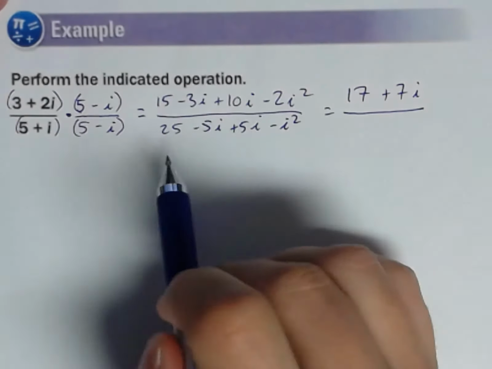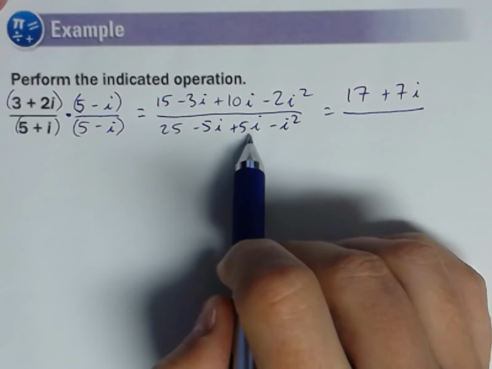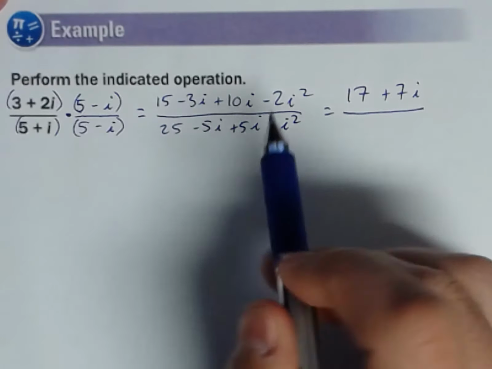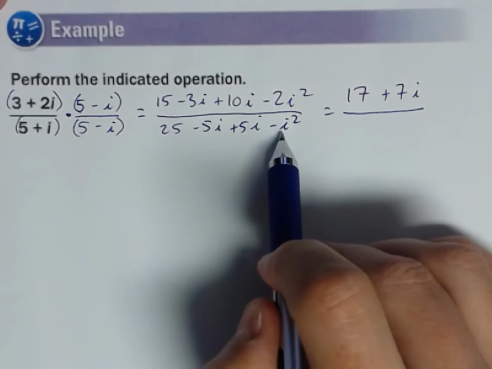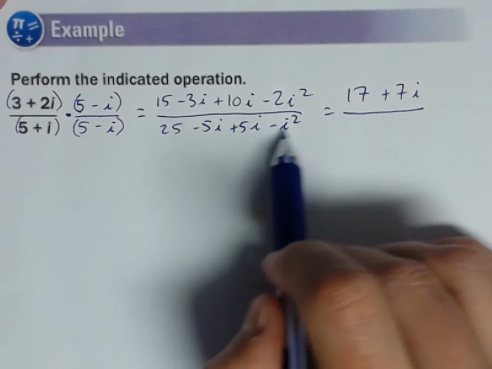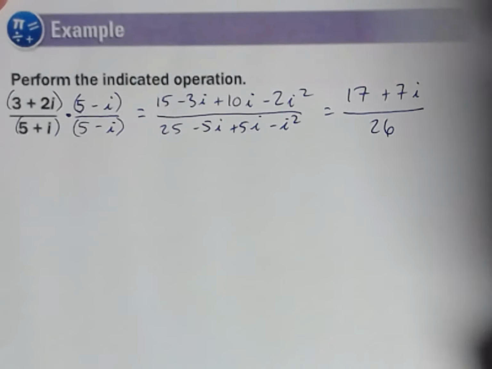And on the bottom, let's see, so we've got 25 minus 5i plus 5i. Well, those will go away, and that's the part I was talking about. Once you do a few of these, I just skip that normally, but that'll go away. Minus i squared. Well, i squared, remember, is minus 1, so this is plus 1. So 25 plus 1 is 26.